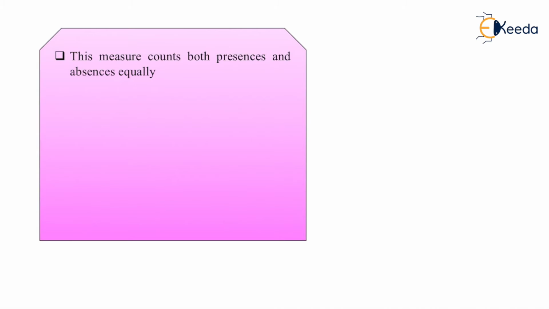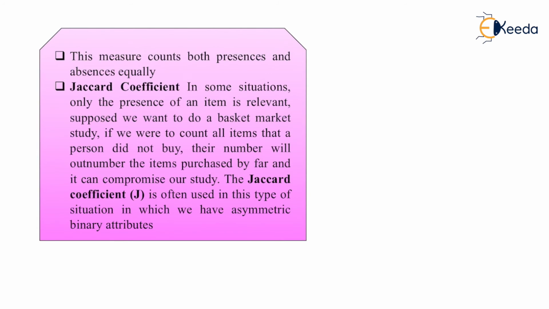This measure counts both presence and absence quality. For the Jaccard coefficient, in such a situation, only the presence of an item is relevant. Suppose we want to do a market basket study. If we were to count all the items that a person did not buy, their number would far outnumber the items purchased, and it can compromise our study.